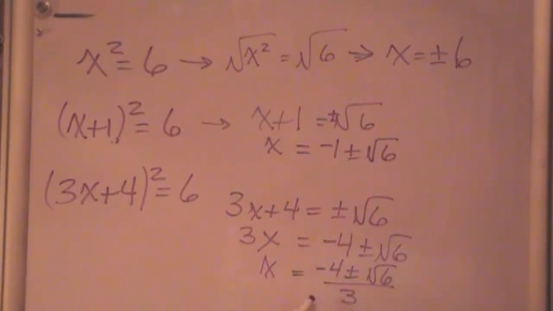Now, in case you didn't know, do not cancel the 3 out into the 4. Even if they could cancel here, you don't want to do that because you don't have a leading coefficient of this root 6. So this is the case where you can't cancel.